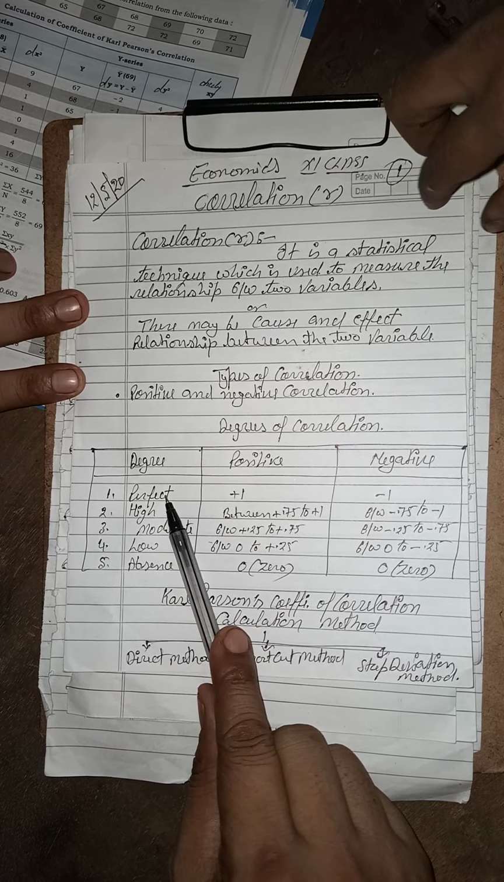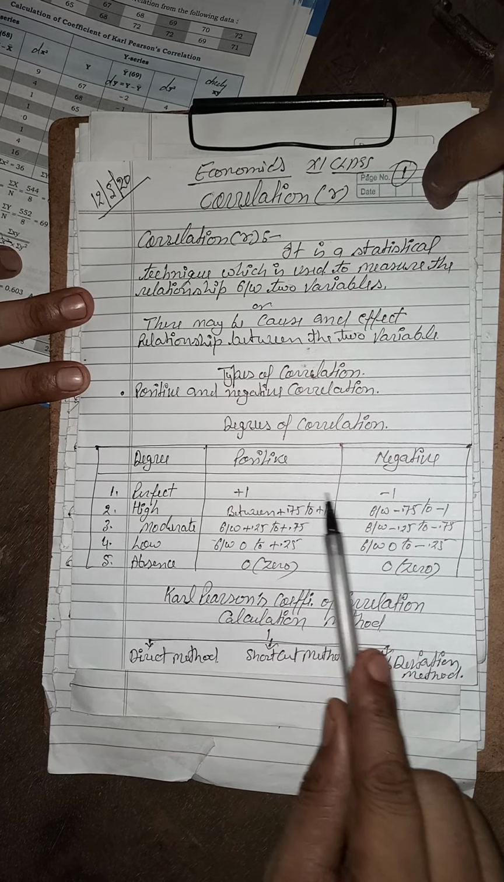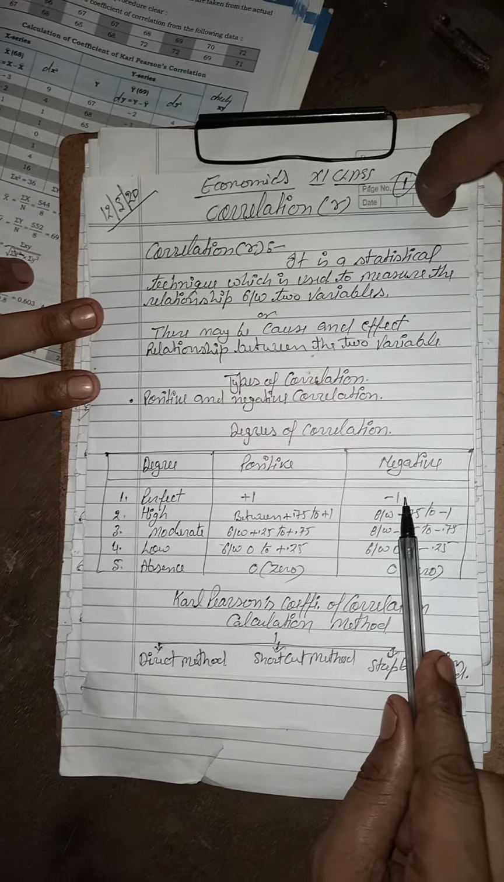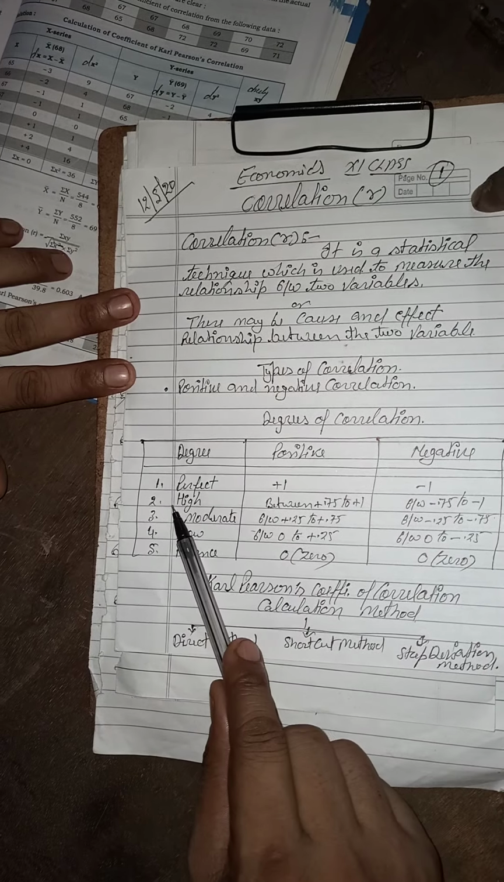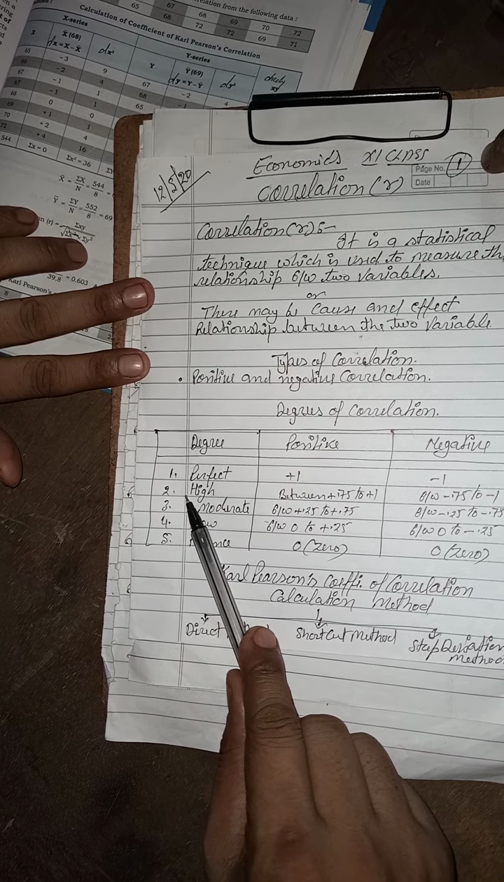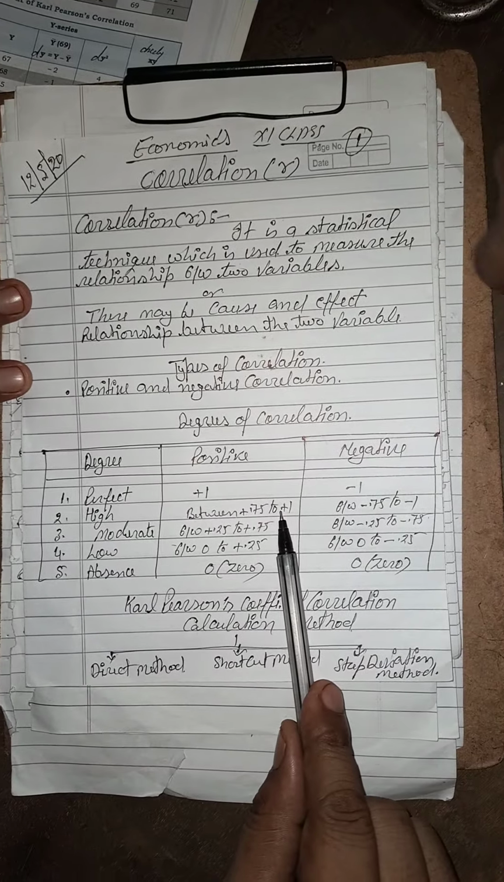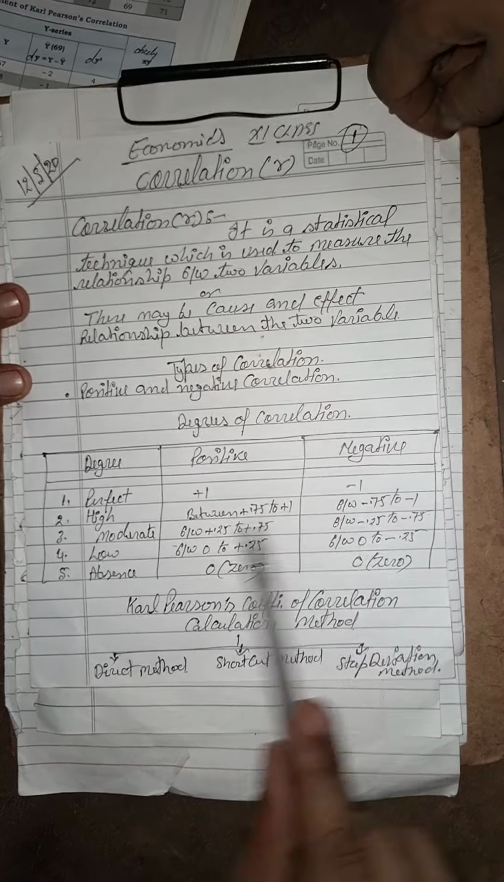The first one is perfect correlation. When the value is plus 1 or minus 1, it shows perfect correlation. It may be negative or positive. High correlation shows between 0.75 to 1, positive as well as negative.